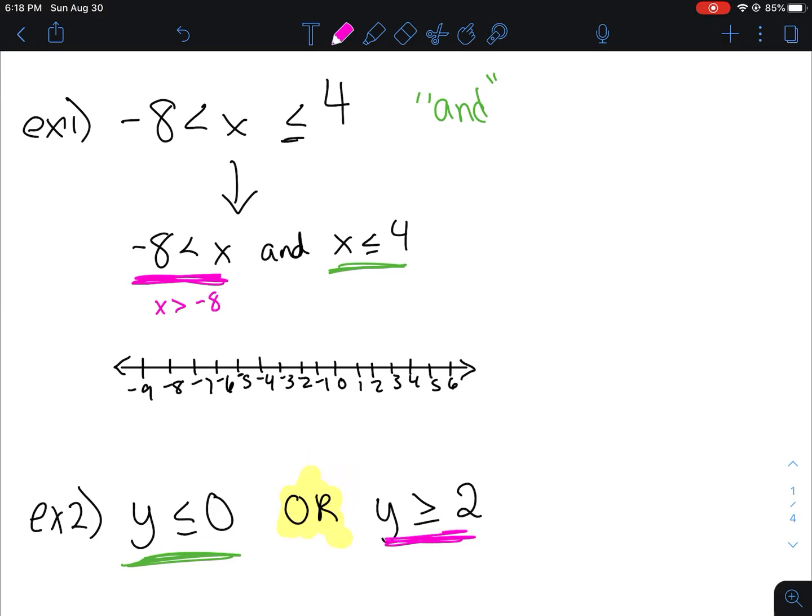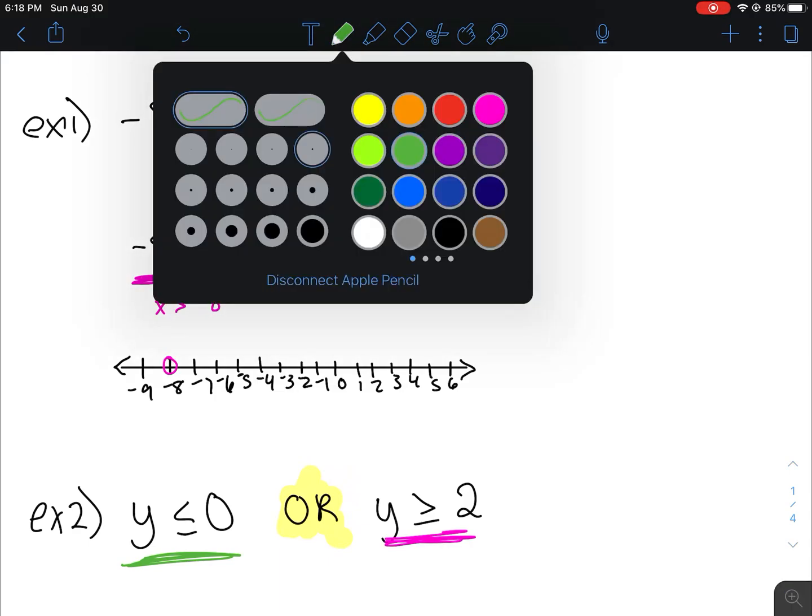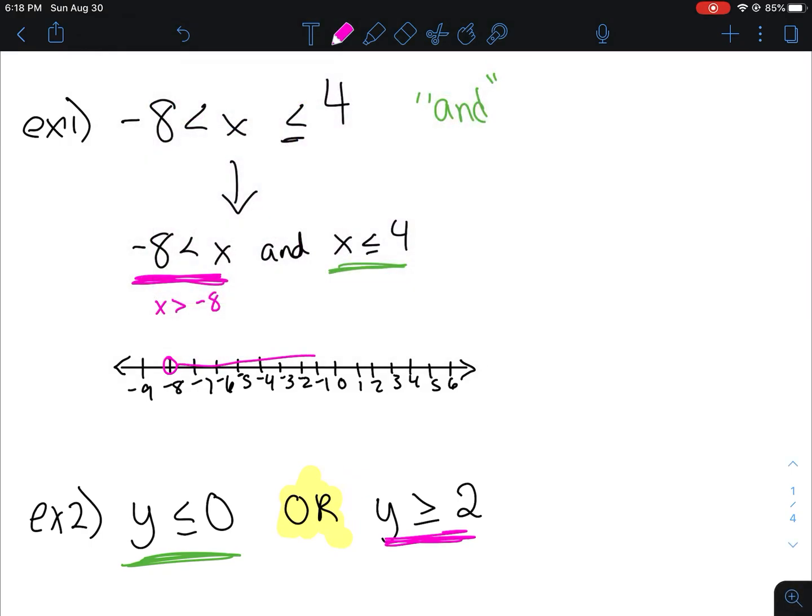So it says x is greater than -8, or it is less than or equal to 4. So for -8, we're going to put an open circle because it has a less than sign. And then technically, we would shade it all the way going this way. Then we have the second part of the and statement, and it says that x is less than or equal to 4. So here we have the less than or equal to, and it would be pointing all the way this direction.